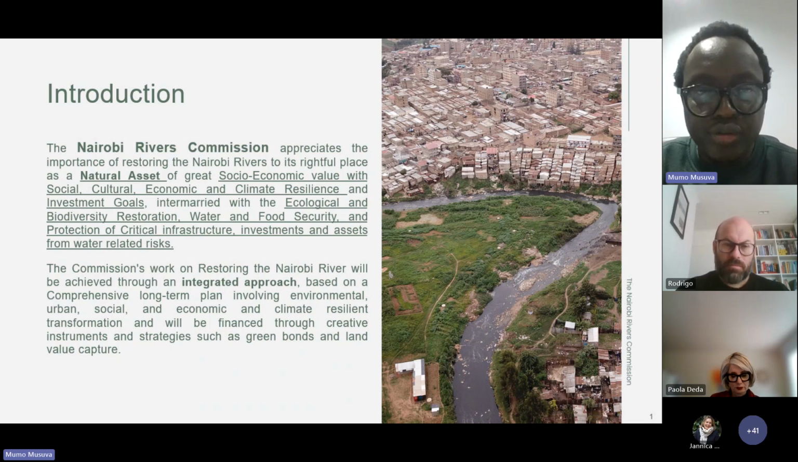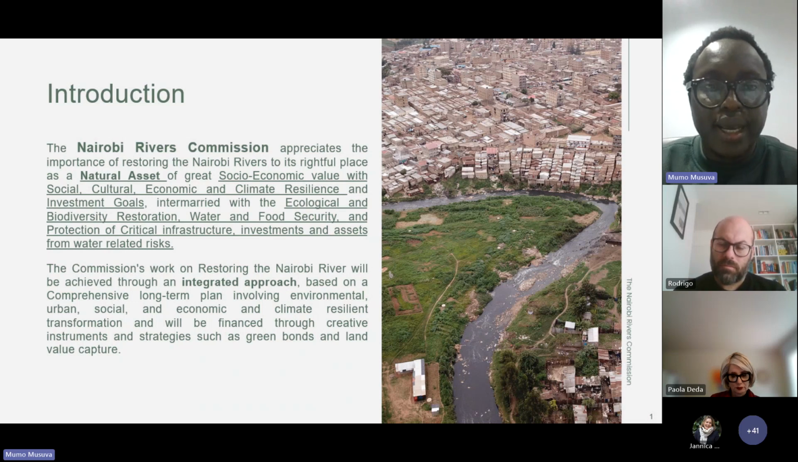then we can put ecology and biodiversity restoration, food and water security at the heart of the conversation in a more meaningful way, and get both the public sector and private sector looking at this as serious opportunities for investment and participation.